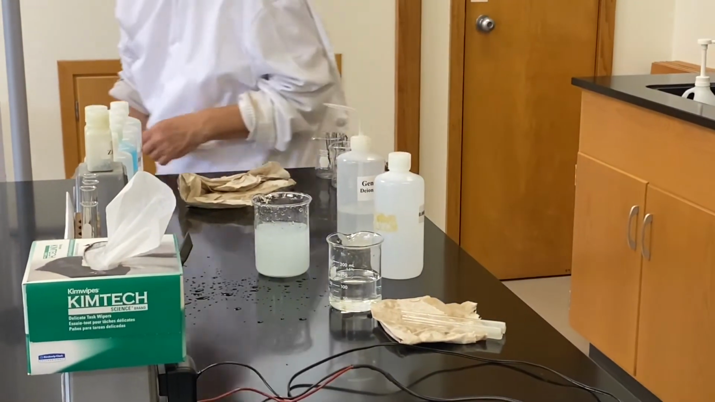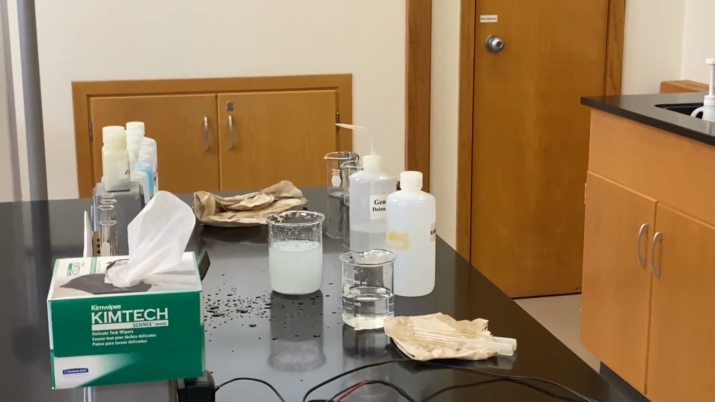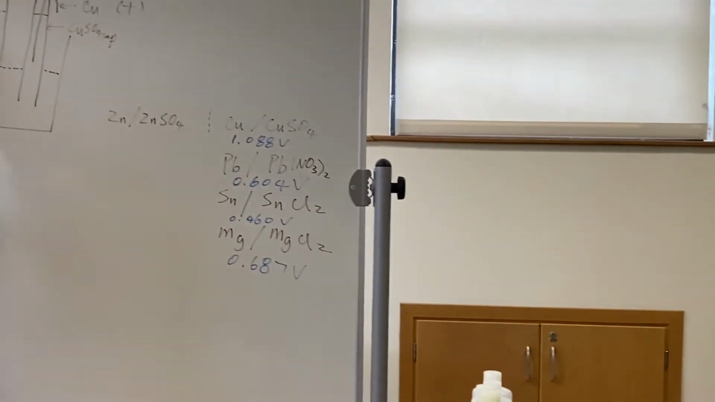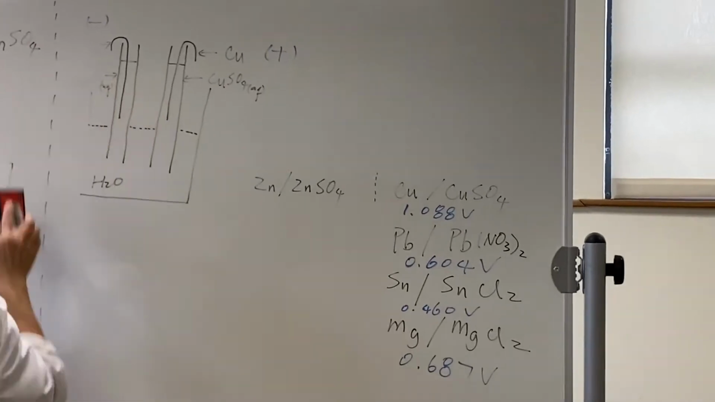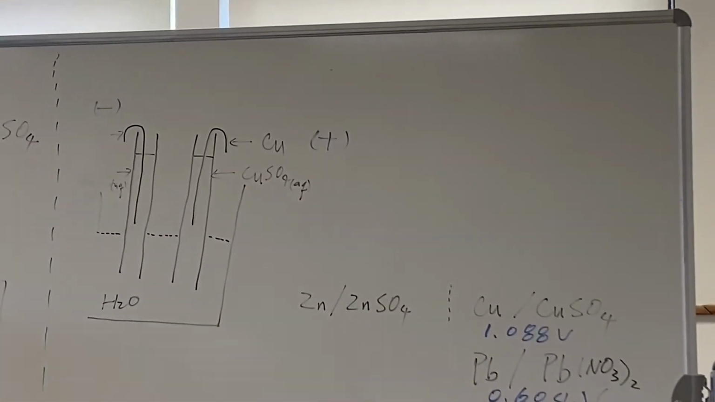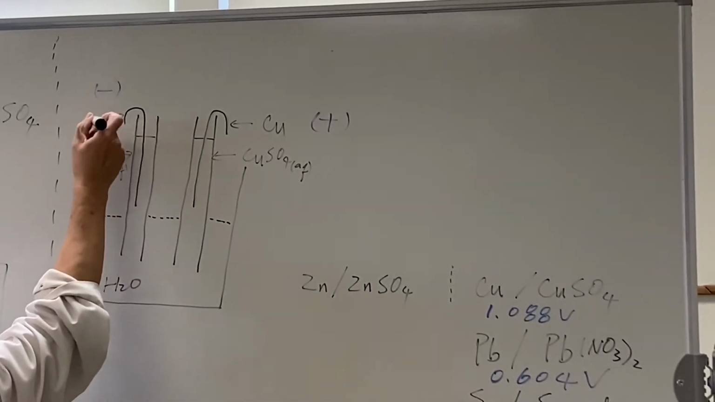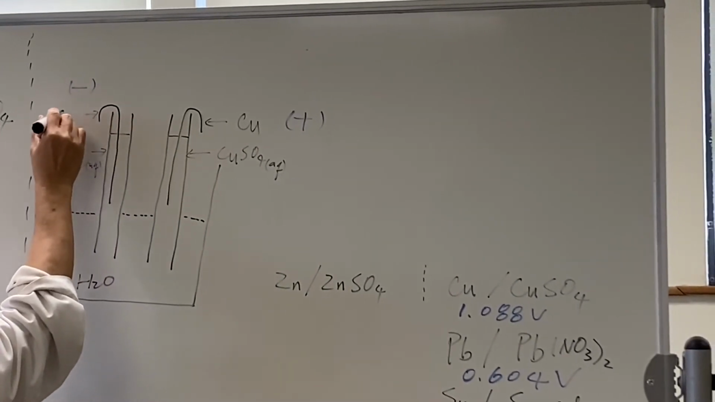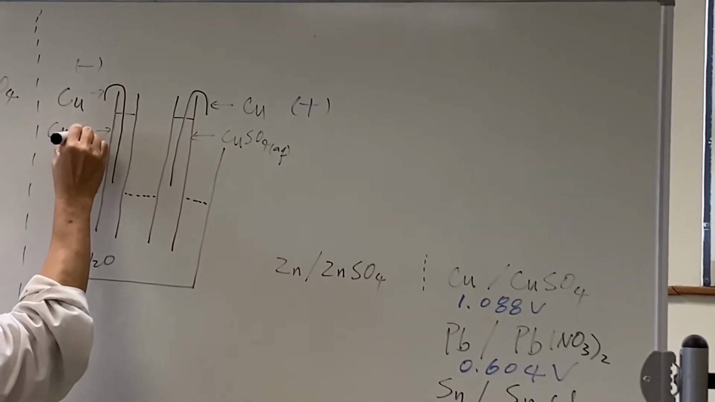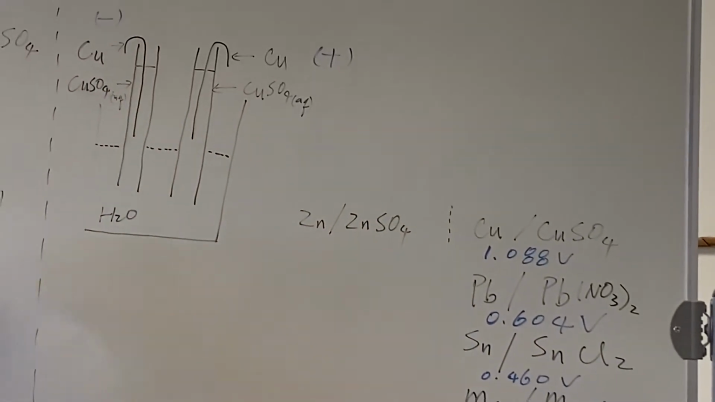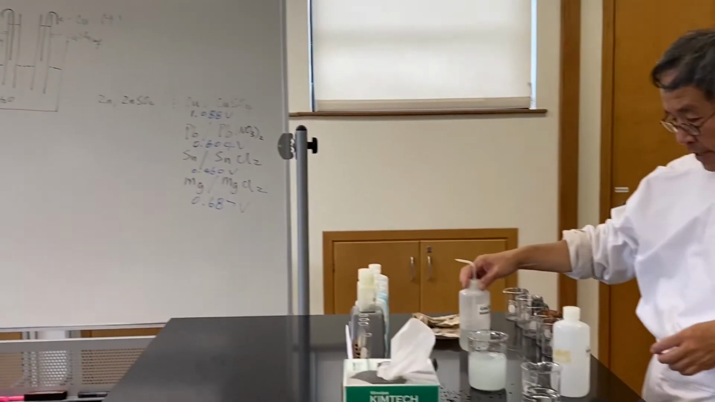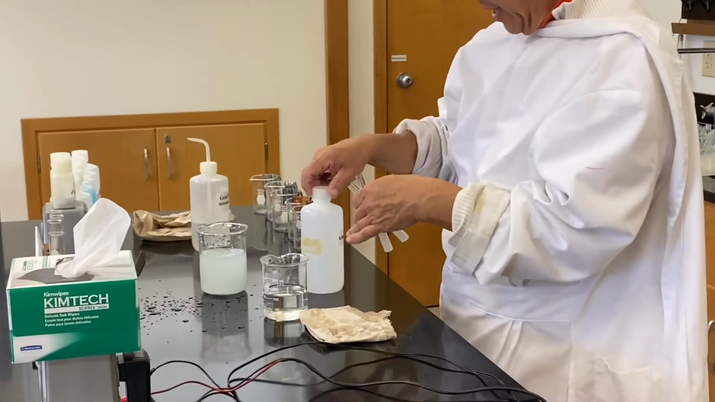Concentration battery means both ends are the same metal and the same metal solution. All right, so copper and copper sulfate. All right, and so the reaction happens because of the concentration difference.